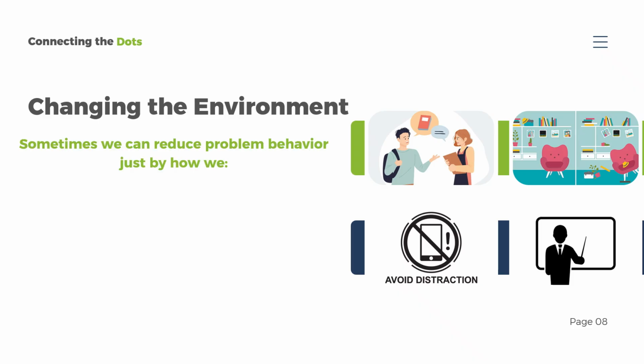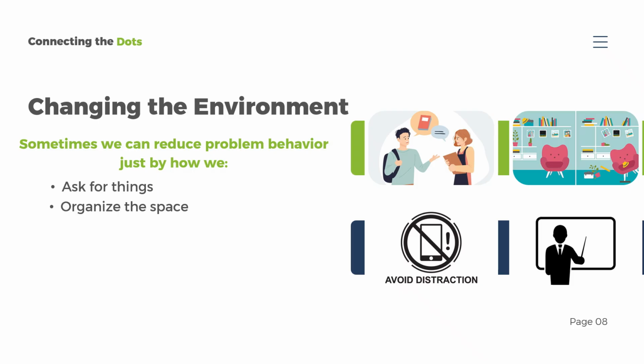Sometimes the most effective strategies for reducing challenging behavior aren't as dramatic as they seem. They're actually quite simple. It's just how we set things up. Let's break this down. Asking for things. How we ask for things matters. A request given calmly with some wait time is much more likely to be followed than one that is rushed or unclear.